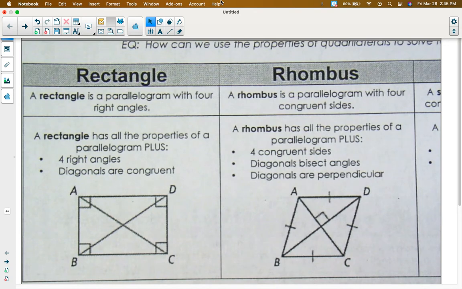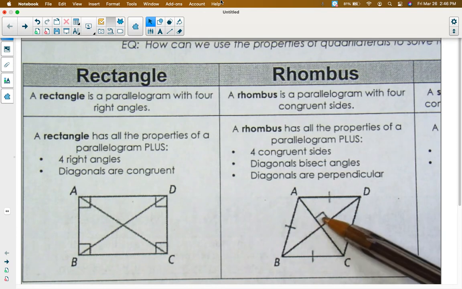A rhombus. A rhombus is a parallelogram with four congruent sides. A rhombus has all the properties of a parallelogram plus four congruent sides. Diagonals bisect each other, and they bisect the angles, and the diagonals are perpendicular. So we have a diagonal here, and we have a diagonal here. Rhombus, the diagonals are perpendicular to each other, and the diagonals bisect each other.